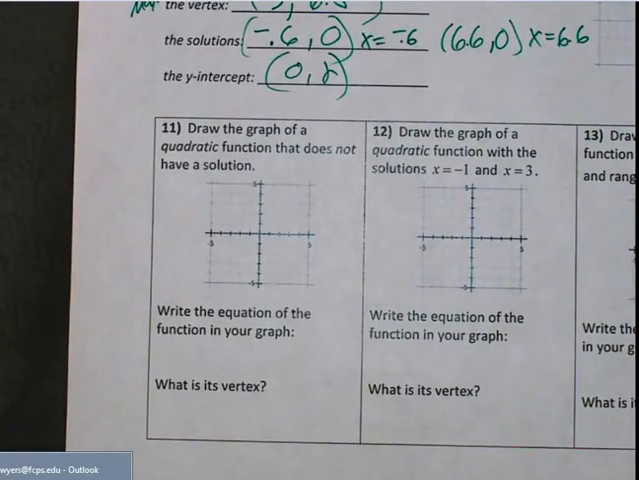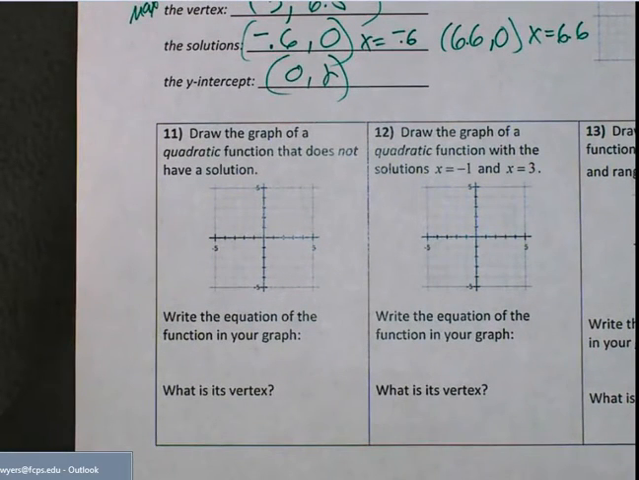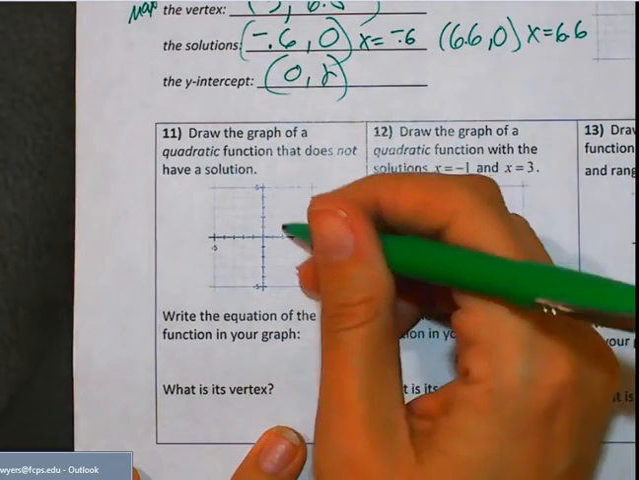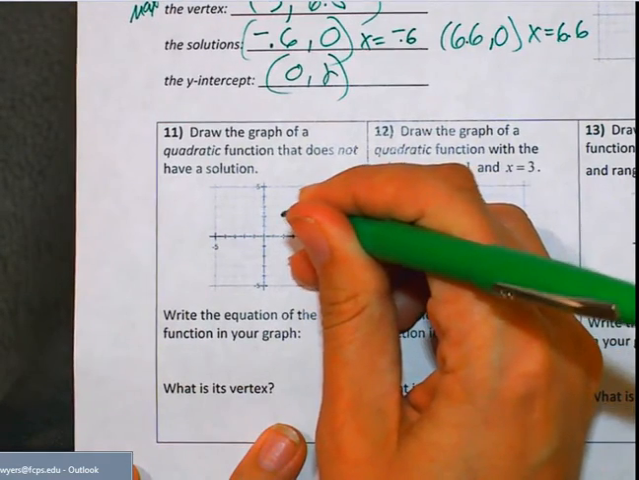All right, next question. Draw the graph of a quadratic function that does not have a solution. Well, we kind of already talked about that. We know that if it doesn't have a solution, that it doesn't cross the x-axis. So the first thing to do is to start and find a vertex. So let's say my vertex is right here.